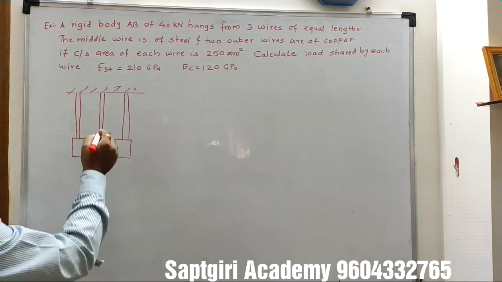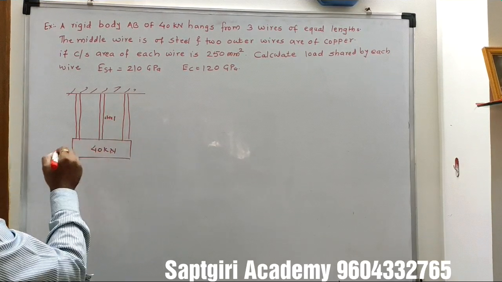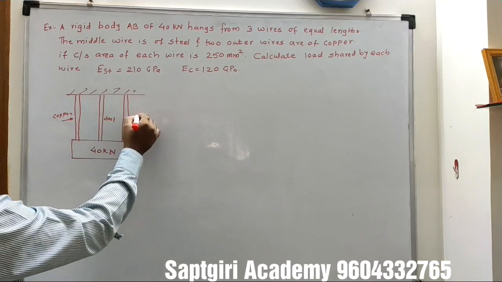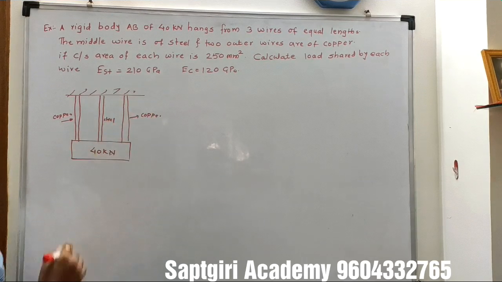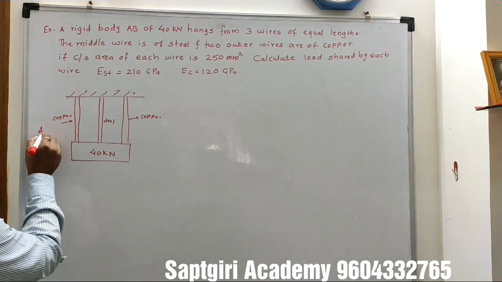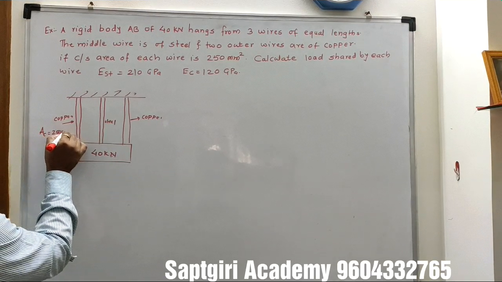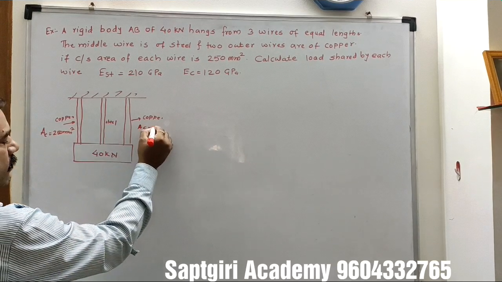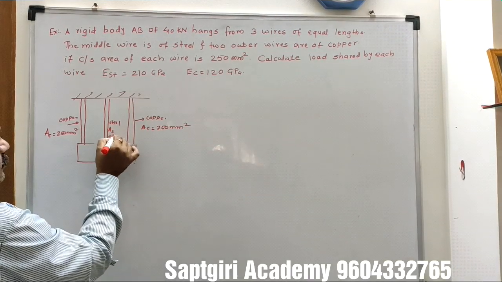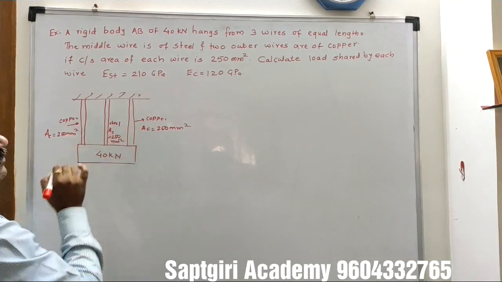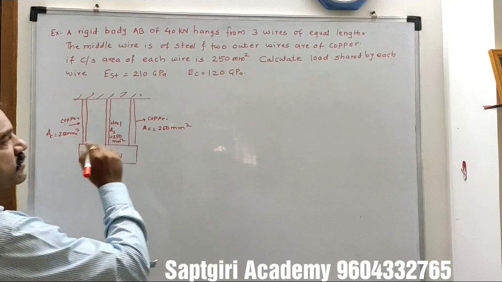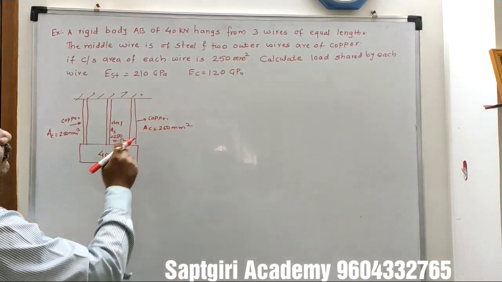The middle wire is of steel, that means this wire is steel, and the 2 outside wires are of copper. The cross-section area of each wire is 250 mm square. So area of copper AC is 250 mm square, and area of steel is also 250 mm square. Now we have to calculate the load shared by each wire, that means PC and PST.